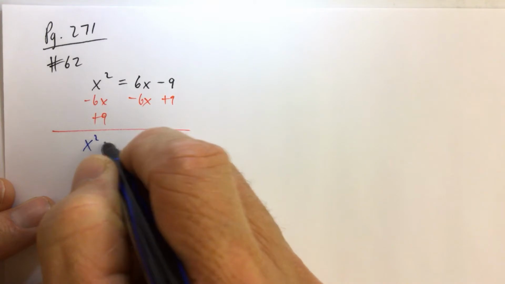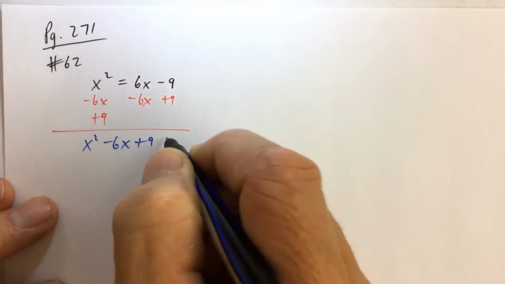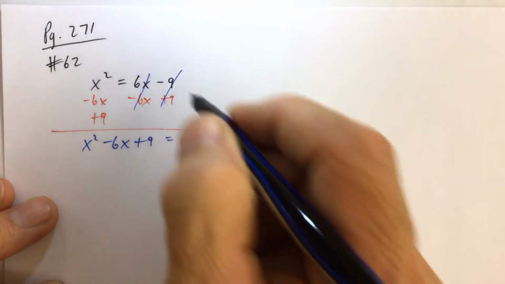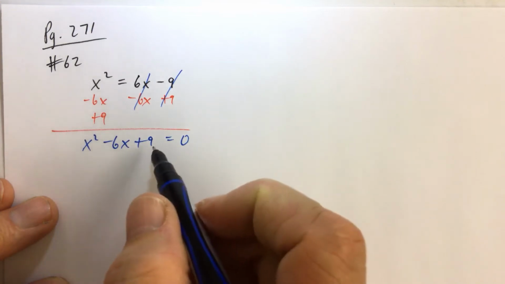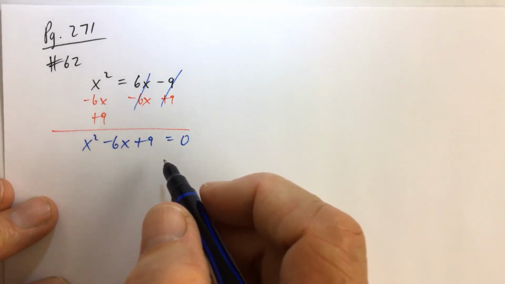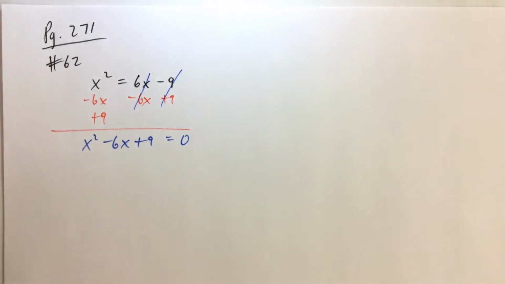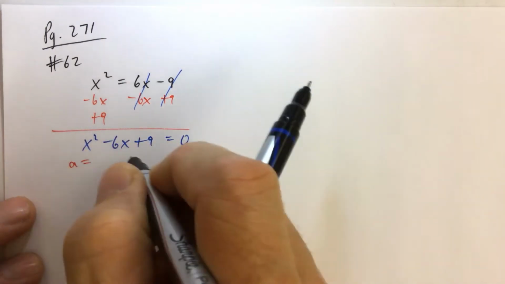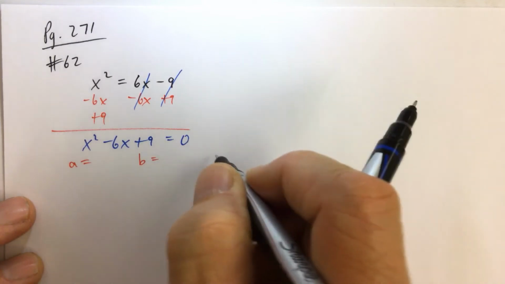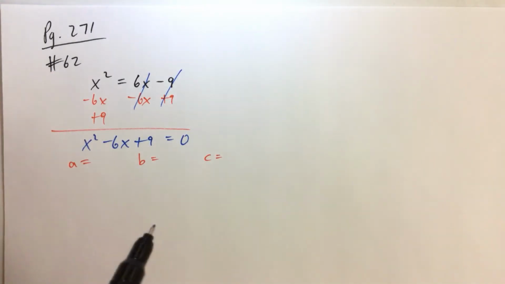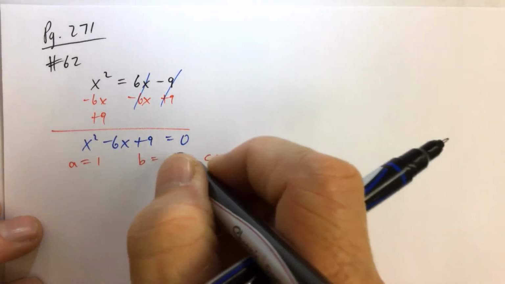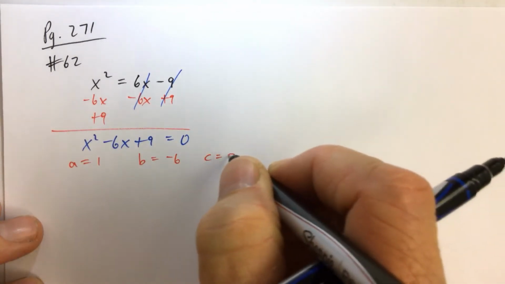So x squared minus 6x plus 9 equals 0, because those cancel and those cancel. We could do x minus 3, x minus 3. So since it says to use the quadratic formula, we're going to go ahead and do that. If you see that instruction on the test, you can be sure that you'll have to use the quadratic formula. But anyway, a is 1, b is negative 6, and c is 9.